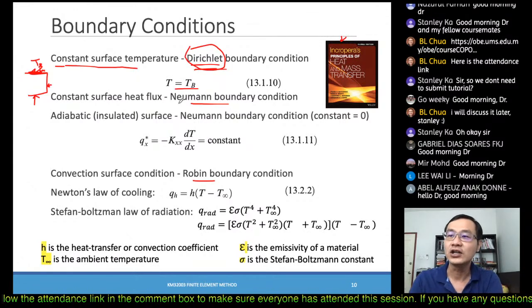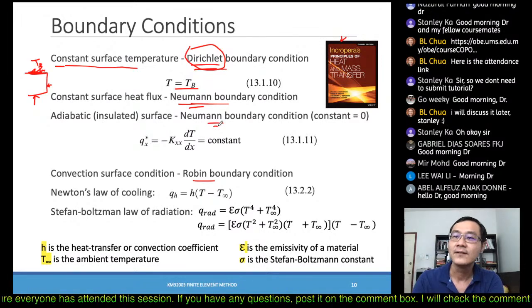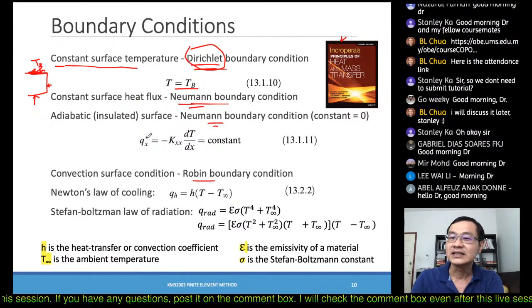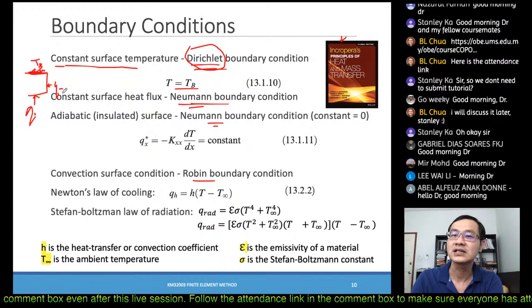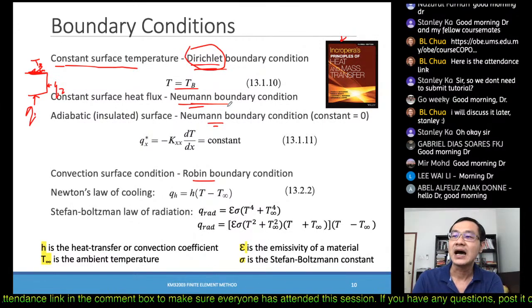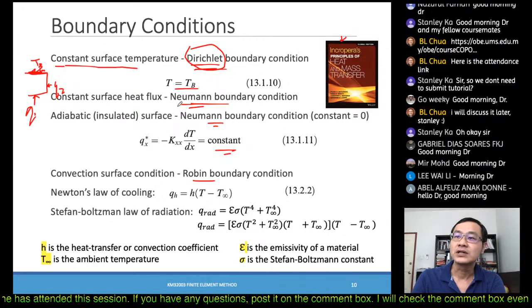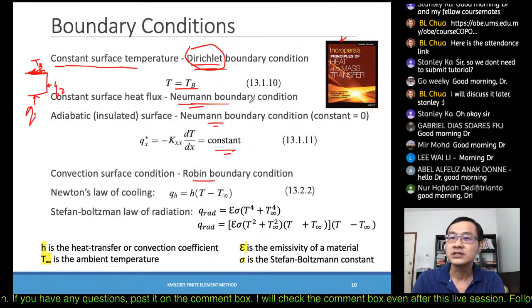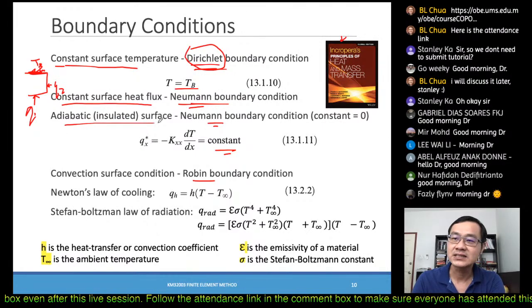Then for Neumann's boundary condition, the second type of boundary condition, it's referring to the heat flux itself. So you will have a Q1 here, a Q2 here. The heat being input into the system itself is a constant. So in that case, we would apply what we call Neumann boundary conditions. It depends on whether it is a constant surface flux, or in other cases it is insulated.